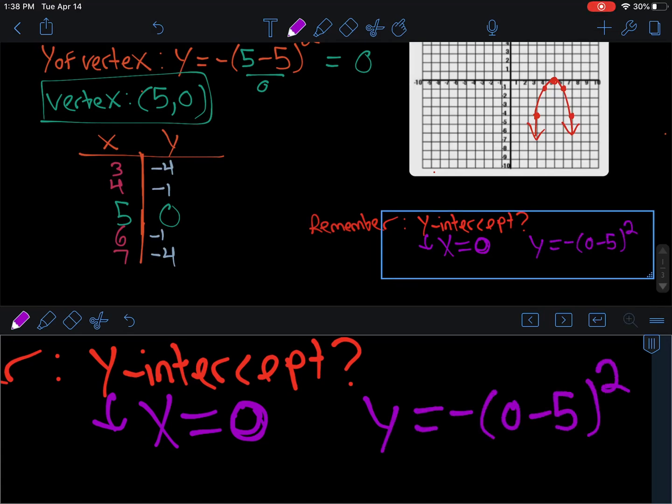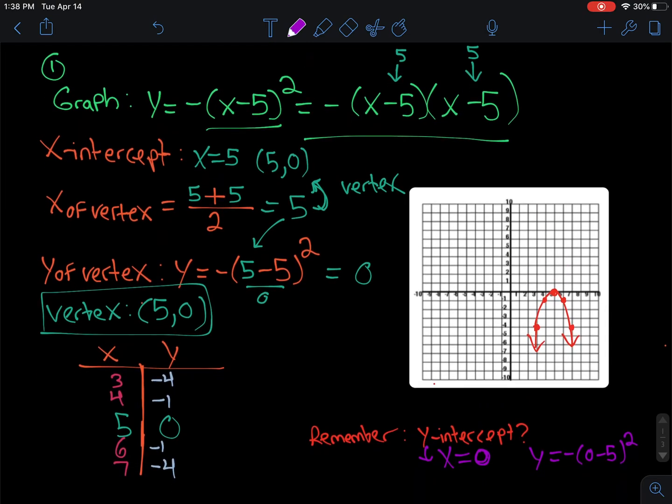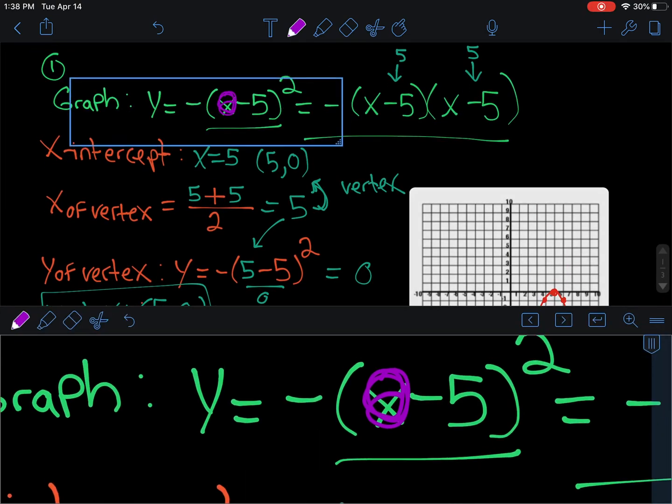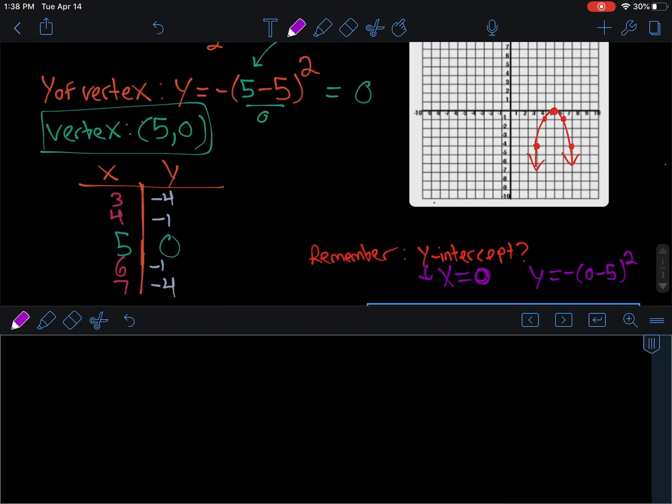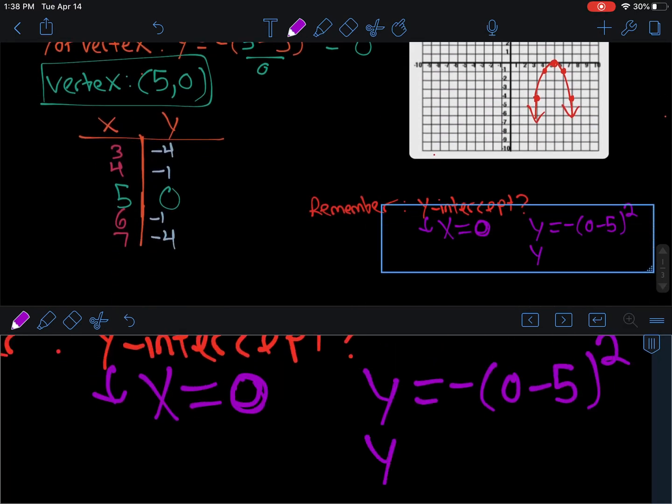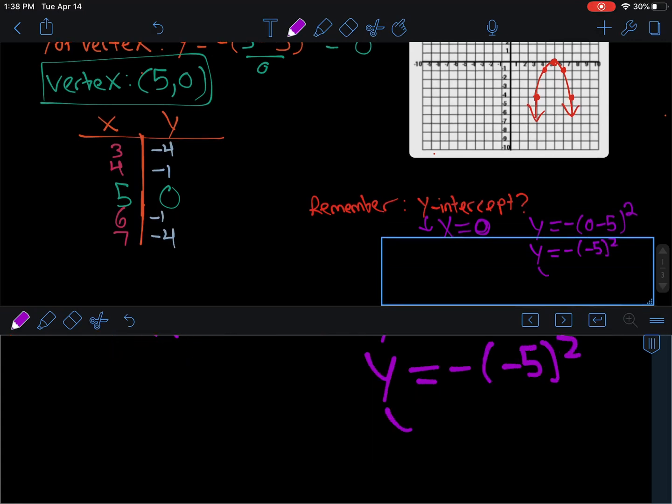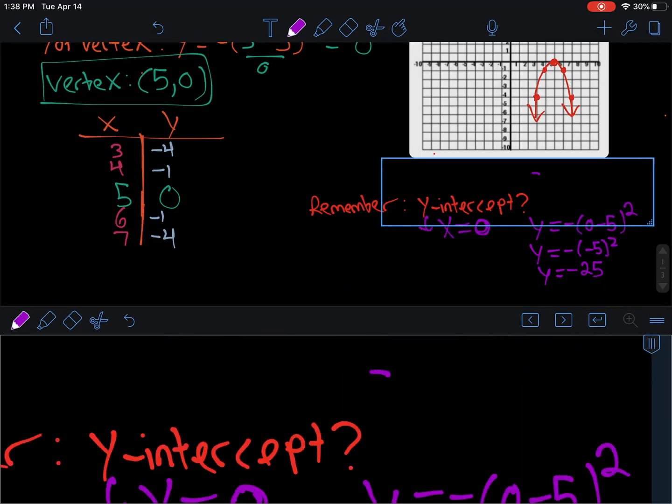Because again, I'm plugging 0 in for x. This is what I'm doing, right? I'm just plugging in 0 for x. All right, and then you can go ahead and do that calculation. In this case, it will be -5 squared, which is going to be, again, you can plug it in your calculator, -25. So my y-intercept, if you're asked about the y-intercept, will be (0, -25).